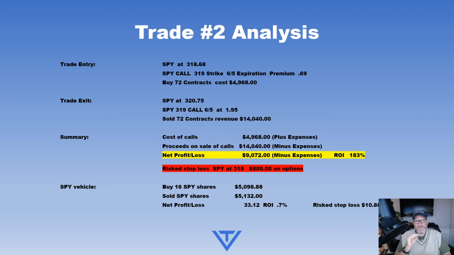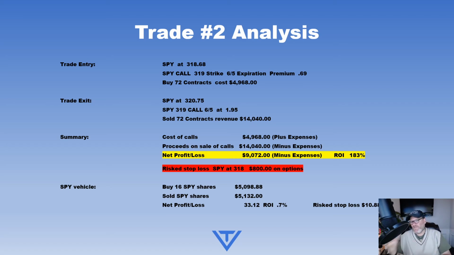ROI of 183%. Because we were a little bit farther away from VWAP, because we waited for the ascending triangle break, we had a risk of $800 if the options had gone the other way and touched VWAP. So not a bad trade.